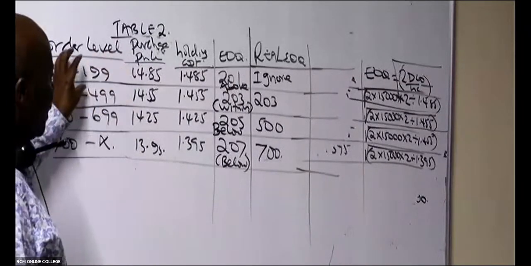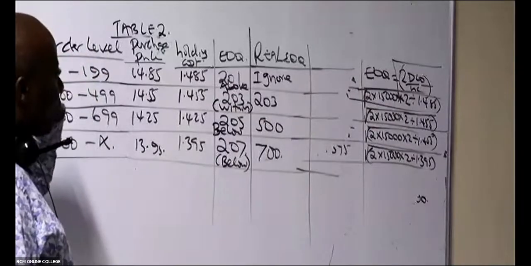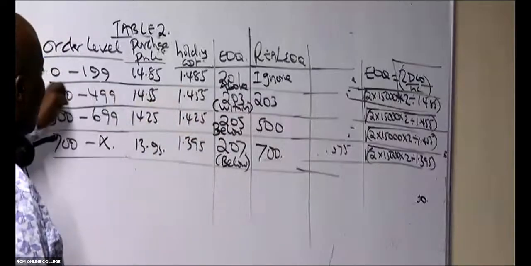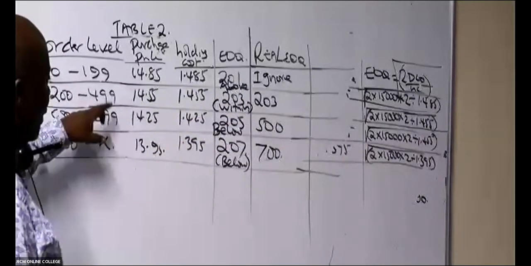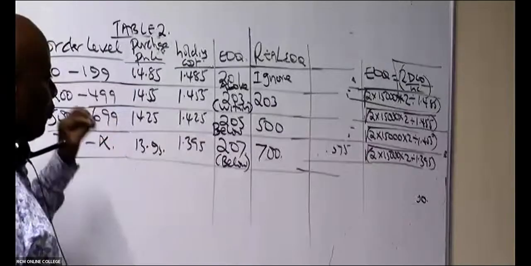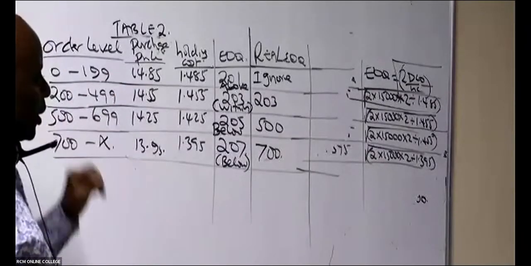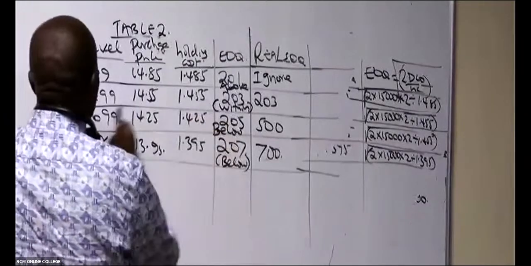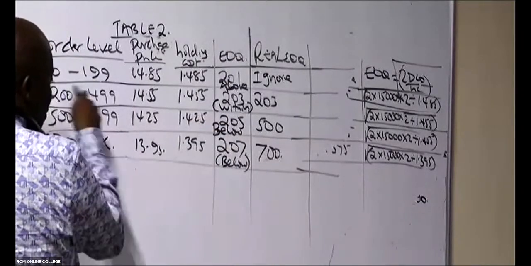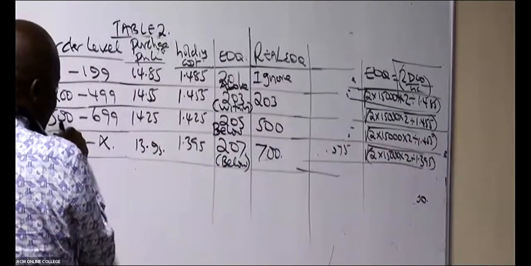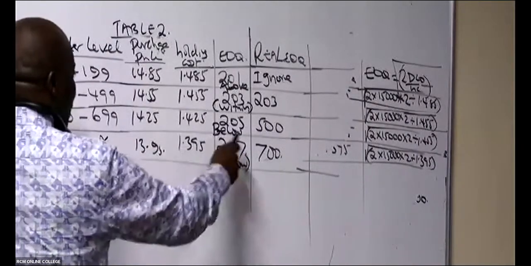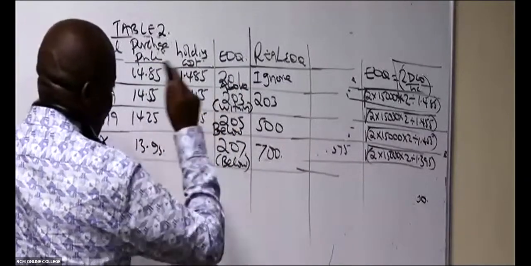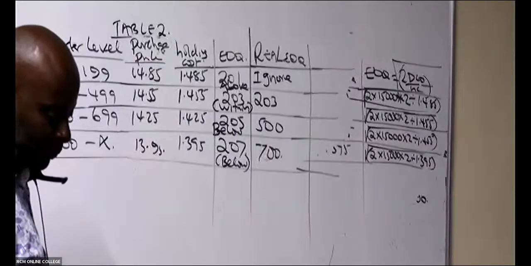It can't fit in this shoe. So if it is more, then we ignore. If it falls within, like now 203 falls within this range, then it is real. It's very feasible. It's good. Calculate that 203. And if it is below, like now 205 is below this range, smaller than the smallest, then the smallest is the one that will become real EOQ. The same is applicable. You use 700 there as the real.